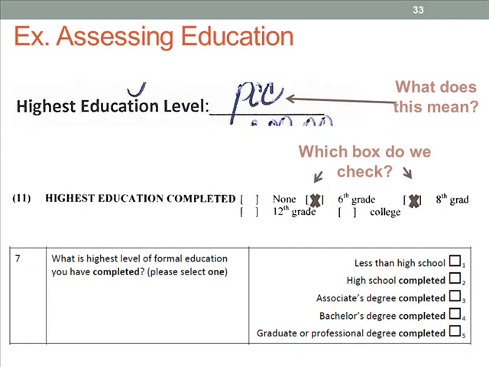Slide 33. We look at an example. Open question. If you are assessing education level, what does PCC mean? Multiple choice. If the person answers 2 options, which box do we check? Multiple choice. You can see an adequate manner to answer.